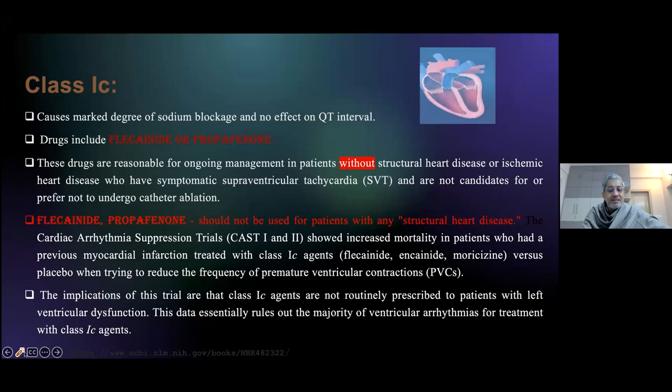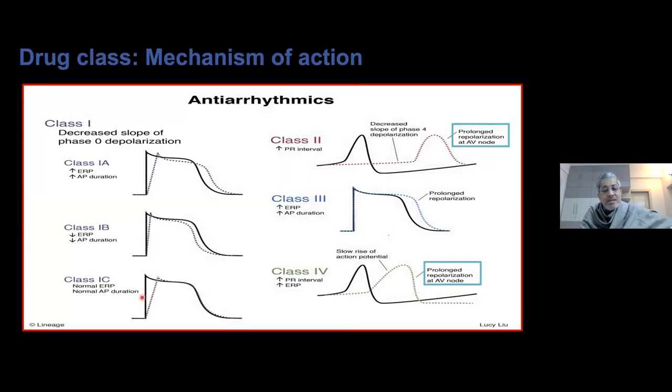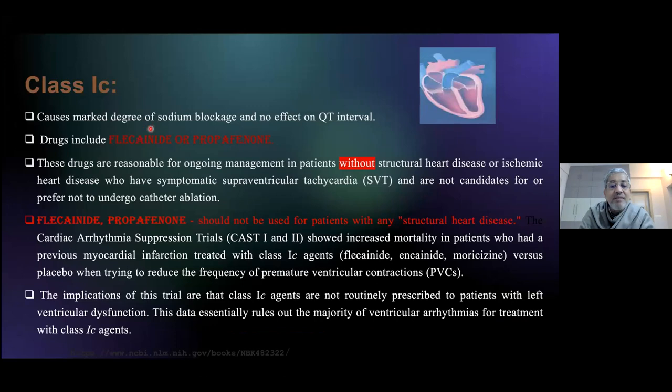Now let's see what is class 1C. Class 1C actually prolongs the action potential duration. The previous statement was wrong; I copied it because they had probably made an exchange of class 3 with class 1C. So it increases the action potential duration, but the ERP, the effective refractory period, is not increased. If the effective refractory period is not increased, then the chances of QT prolongation or proarrhythmia should have decreased. But what happened in clinical practice is that the drugs flecainide and propafenone cause a marked degree of sodium blockade and no effect on QT prolongation.